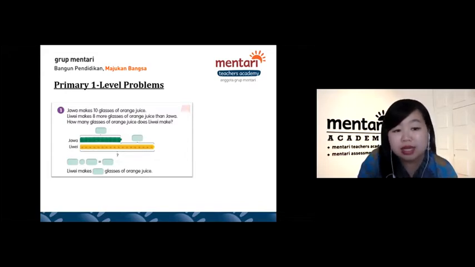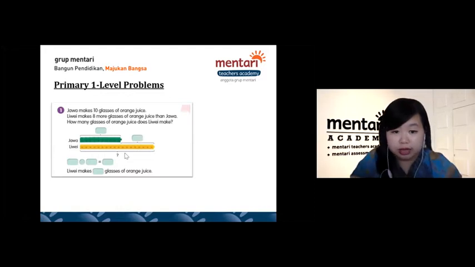So as we can see, how many cubes are there next to Jawa's name? 1, 2, 3, 4, 5, 6, 7, 8, 9, 10. And then you can do the same for Liwei. It says 8 more glasses of orange juice. So as you can see, the connecting cubes grow longer. So here you can already see that the length of the connecting cubes is showing the different quantities. And the longer it gets, it means the more amount that you will have for each of the objects.